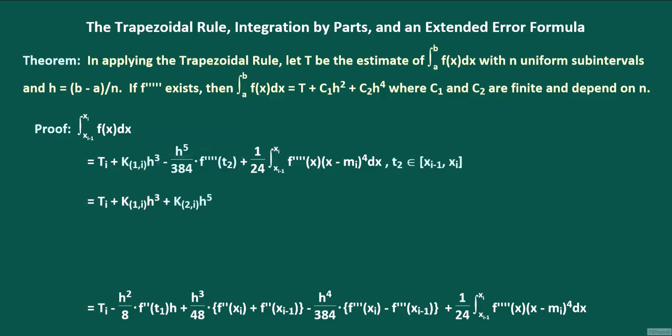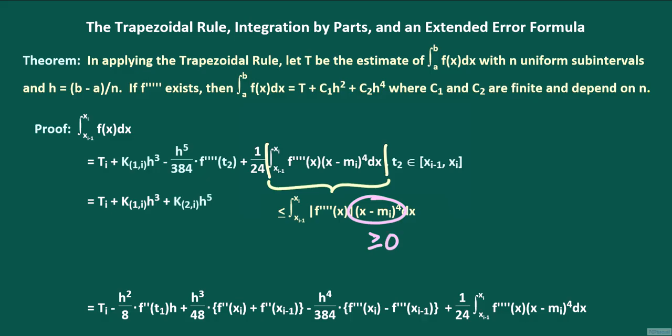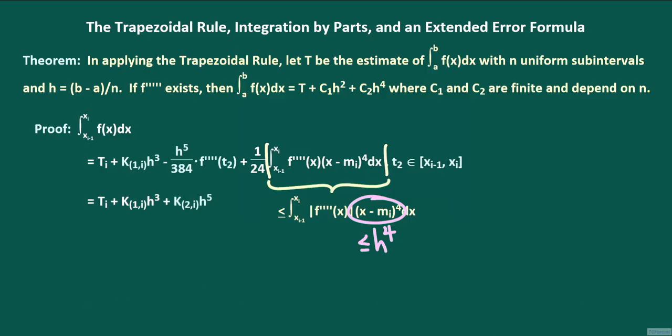We will find a bound for the absolute value of this integral. The absolute value of this integral should be less than or equal to the integral of the absolute value of f quadruple prime times x minus m sub i raised to the 4th power. x minus m sub i raised to the 4th power is already non-negative, so we don't need to apply the absolute value to it. x minus m sub i to the 4th power is also less than or equal to h to the 4th power on the interval. And so, replacing x minus m sub i to the 4th power with h raised to the 4th power, we obtain a quantity that is at least as big.